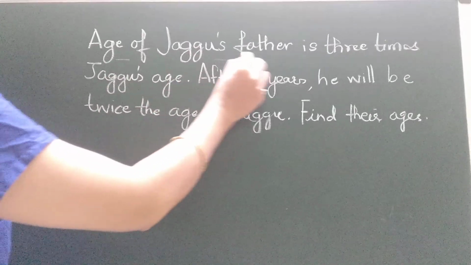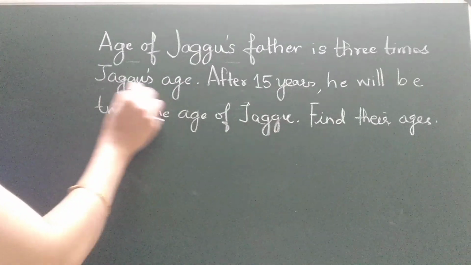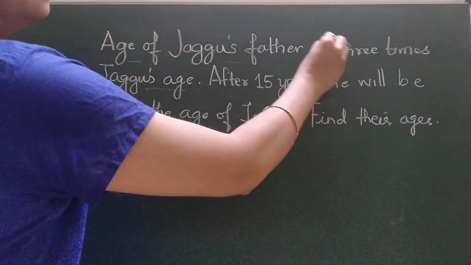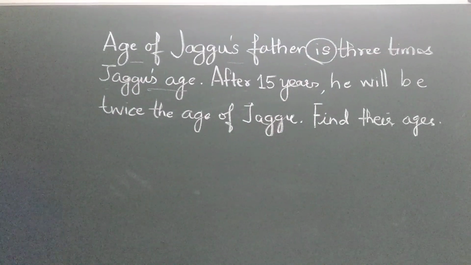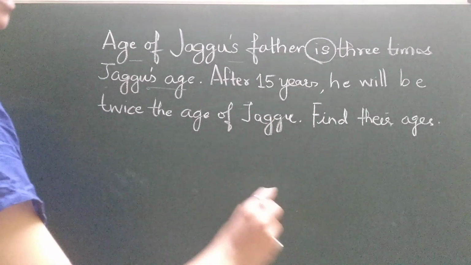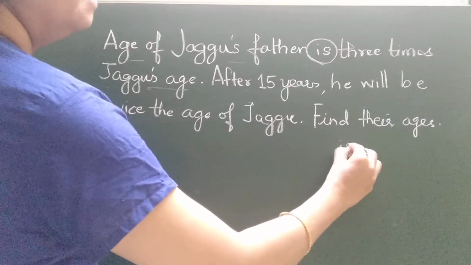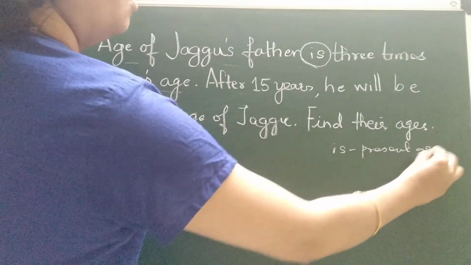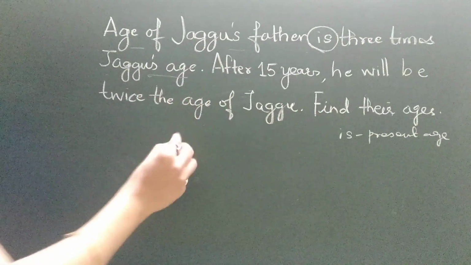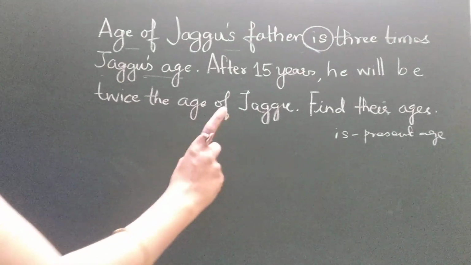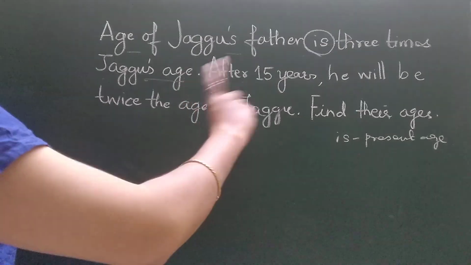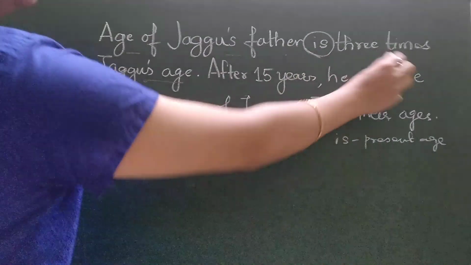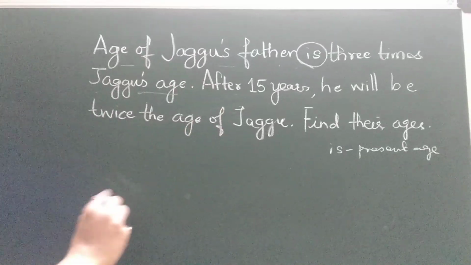Age of Jaggu's father is 3 times Jaggu's age. Now always concentrate on the tense. This is "is". "Is" means the present age. The first line of the problem is talking about the present age of Jaggu and his father. So what is it saying? Jaggu's father is 3 times Jaggu's age.